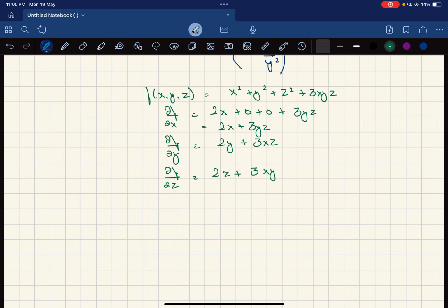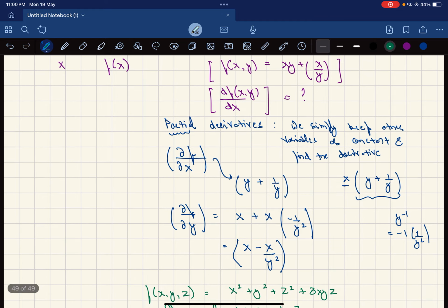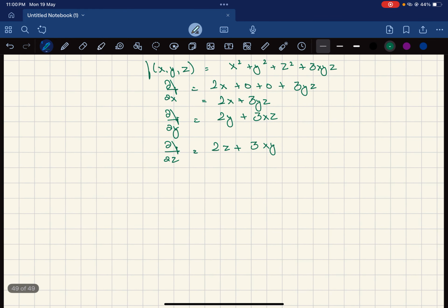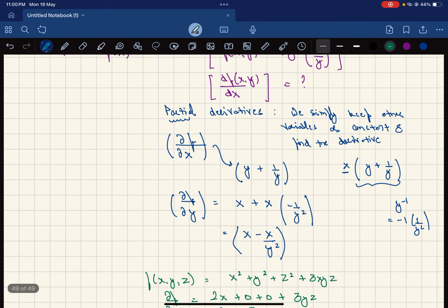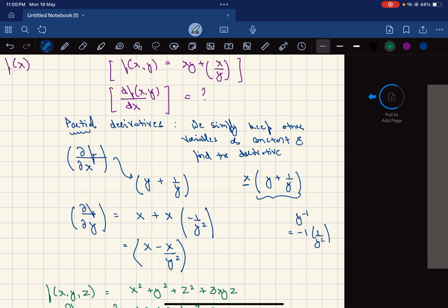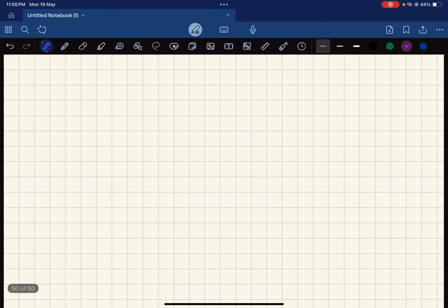Now we have already looked at functions in multiple variables and how we can find the partial derivatives of those functions with respect to any one of those variables. So we simply keep the other variables as constant and find the derivative like we earlier used to. Now a continuation to this could be something called a mixed partial derivative.